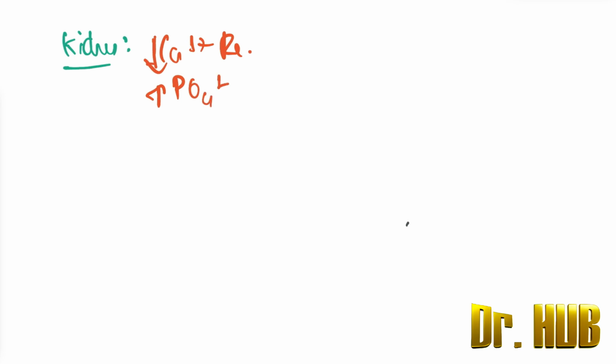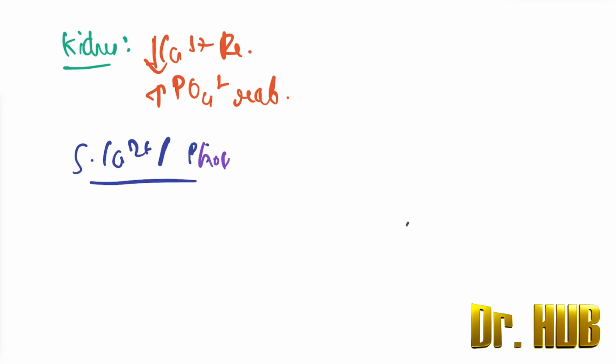Next, what is the effect on the kidney? In the kidney it is the reverse: it decreases the calcium reabsorption and it increases the phosphate reabsorption. Then what are the serum calcium and serum phosphorus? Both are decreased.